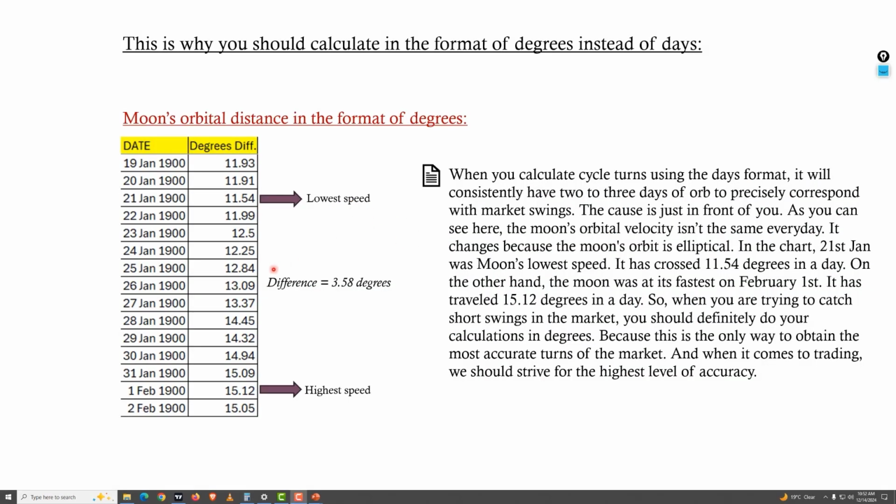We have just seen the moon has increased its speed by 3.58 degrees within just 2 weeks. So when you are trying to catch short swings in the market, you should definitely do your calculations in degrees.